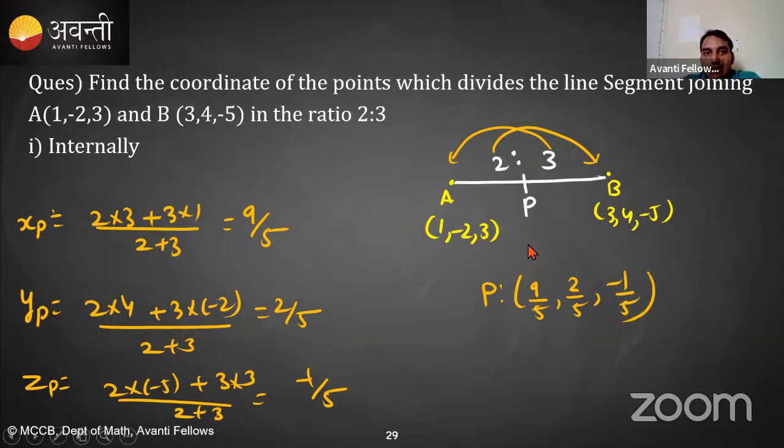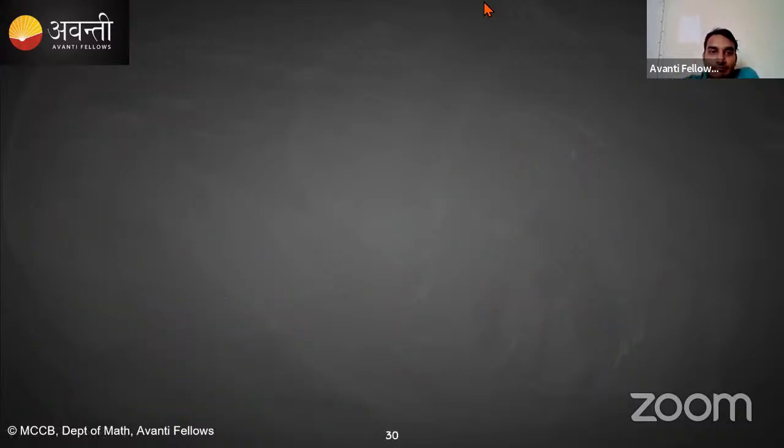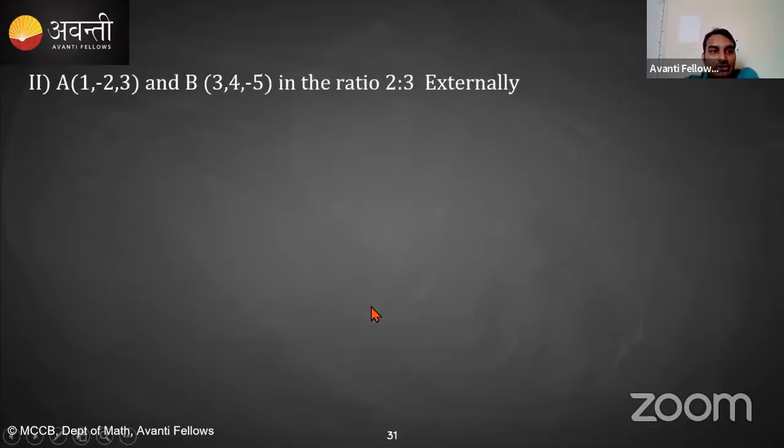Is this clear, or do you have any doubt? If it is clear, then do it for external division. Now tell me, students, point P is dividing AB in the ratio 2:3 externally. So would point P be near to A or near to B?